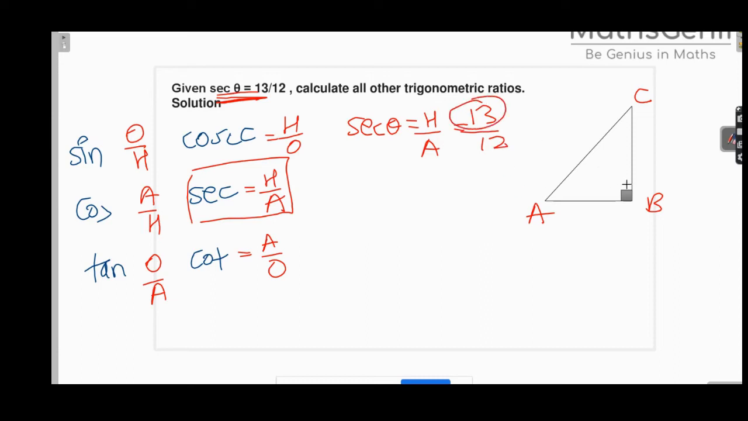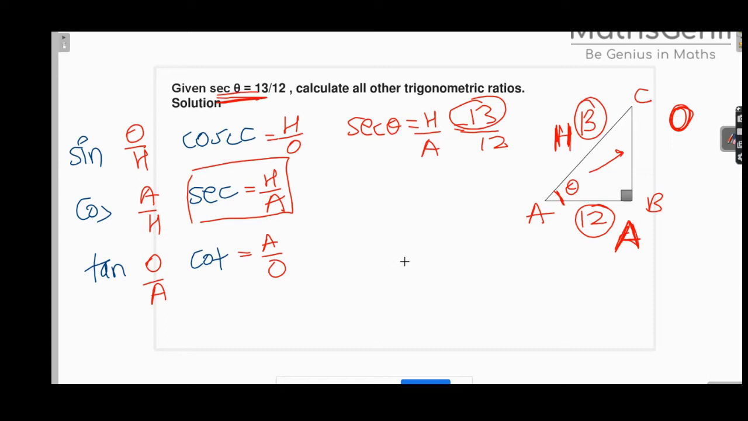So H in this figure, H is what? Side opposite to 90 degree. So H is 13. I am very clear on that. Now let me take this as theta. So this is O, the side opposite to theta is O, and this is A, the remaining side. So H is 13 and the remaining side A is 12. So I know this is 12, I know this is 13.